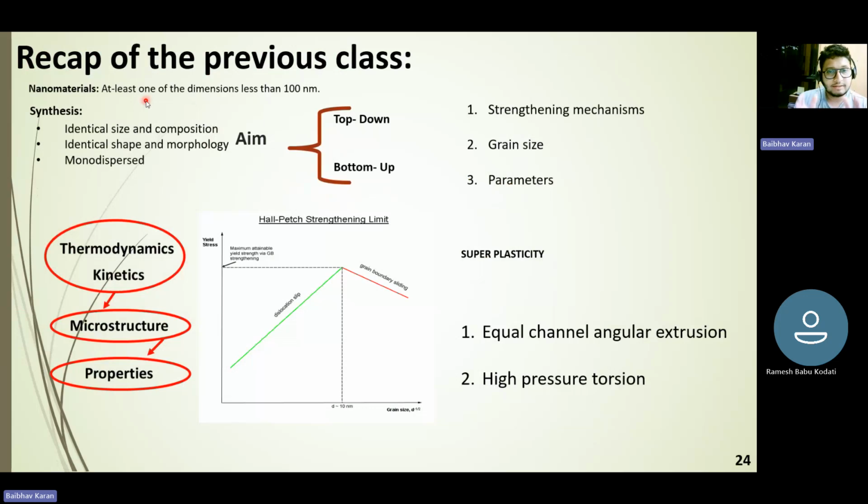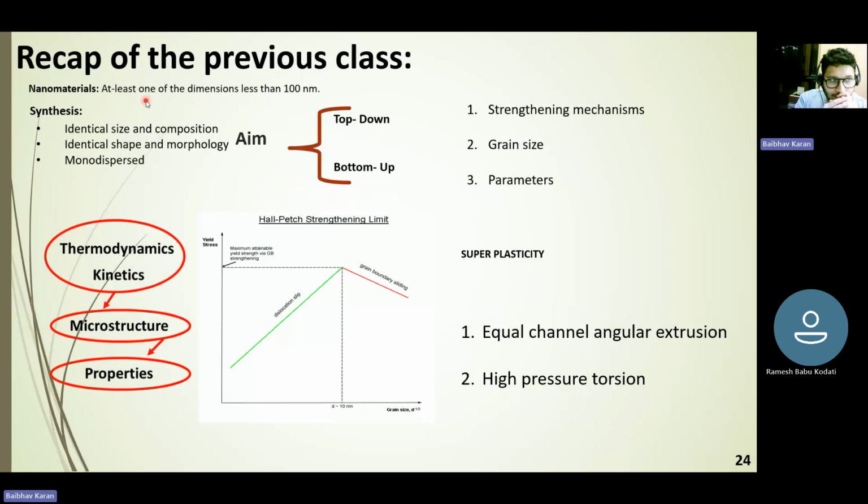Based on this definition, nanomaterials are categorized into various types. The definition is that at least one of the dimensions is less than 100 nanometers, so there may be multiple dimensions less than 100 nanometers. If all three dimensions are less than 100 nanometers, it is called zero dimensional. If only two dimensions are less than 100 nanometers, that is one dimensional. Similarly, two dimensional and three dimensional nanomaterials.